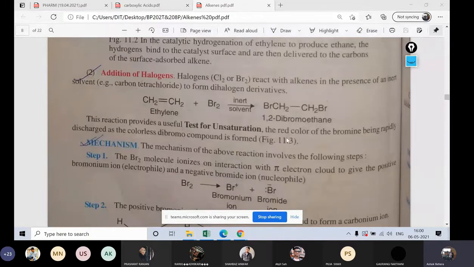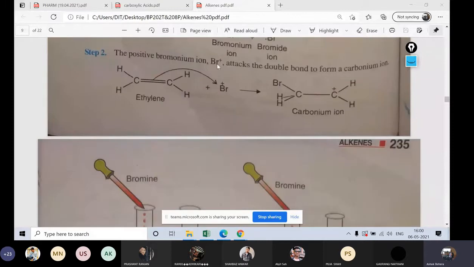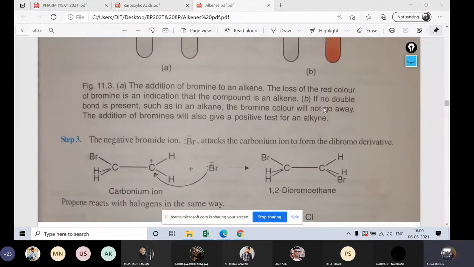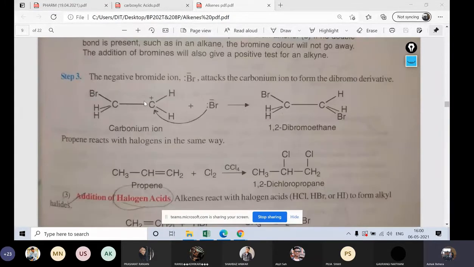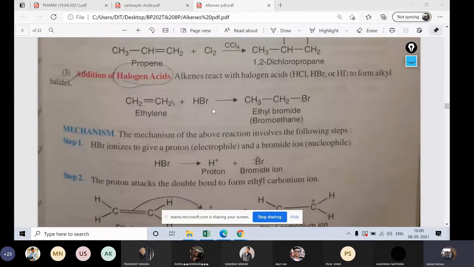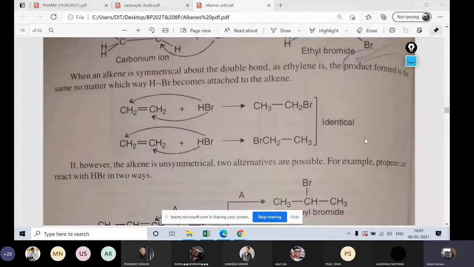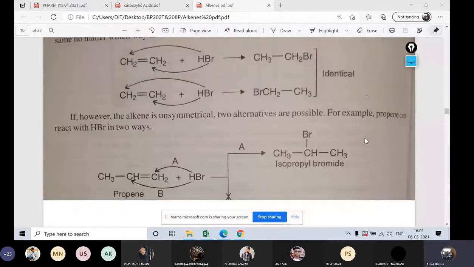Next you can see the mechanism. Step 1, ionization. Step 2, attack of the electrophile, giving the addition product, carbonium formation. Step 3, nucleophile attack. Every addition reaction has the same mechanism. Next you can see addition of halogen acid, HBr. In the mechanism, H plus Br minus is the first step. Second step is the attack of the electrophile, giving the carbonium ion. Third is the nucleophile attack. I think you got my point.